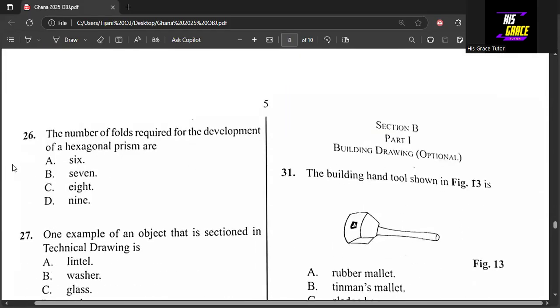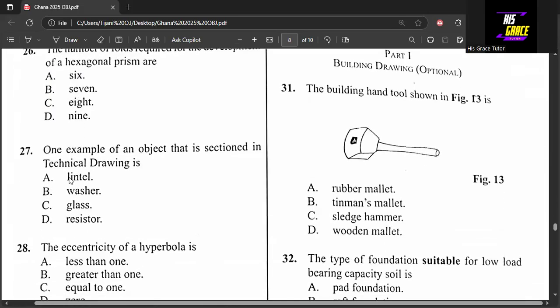Then we move to question 26. The number of folds required for the development of the hexagonal prism is 6. So that is option A, the answer to question 26. Question 27. One example of an object that is sectioned in technical drawing is a washer. So that is option B.